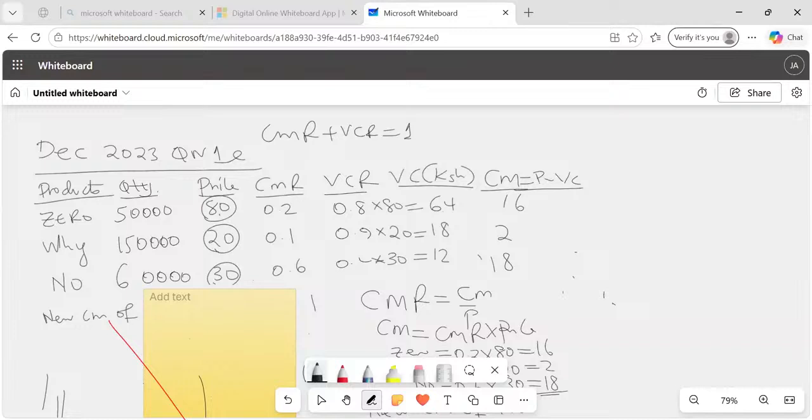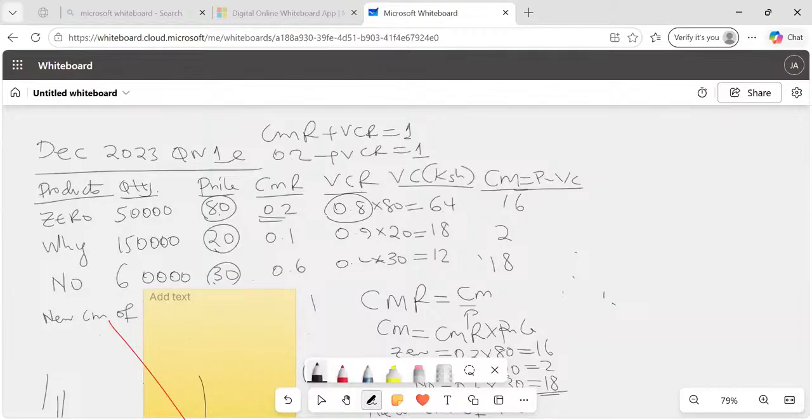Now here, they've given me the CMR of 0 to be 0.2. If CMR of 0 here is 0.2, then I can easily get VCR, because you see that 0.2 plus VCR must be equal to 1, meaning that VCR will be 1 minus 0.2. That is how we were able to get this 0.8.